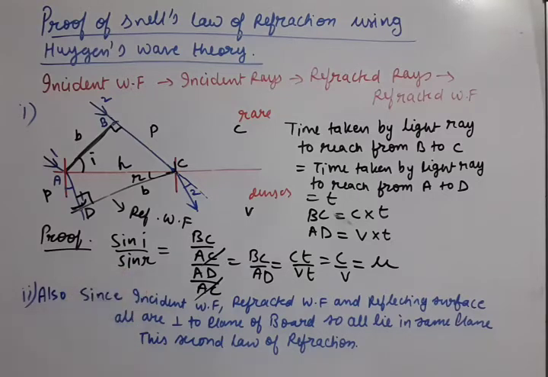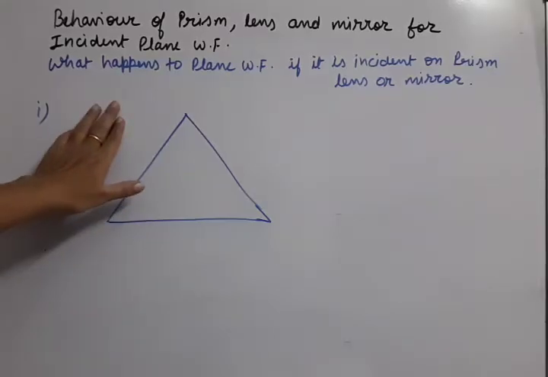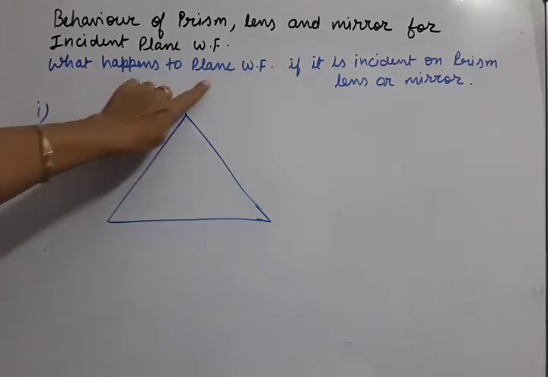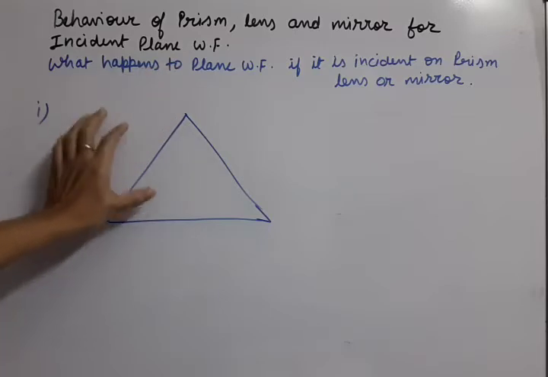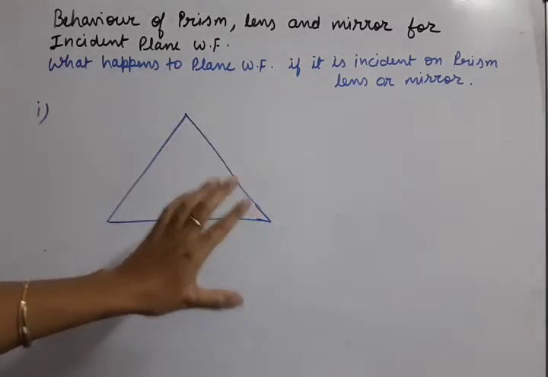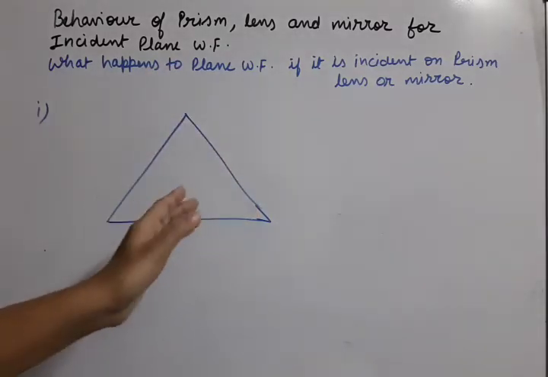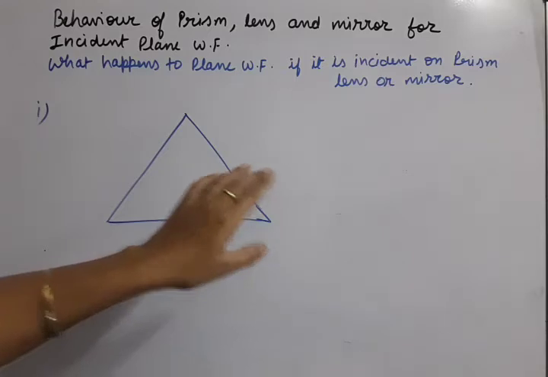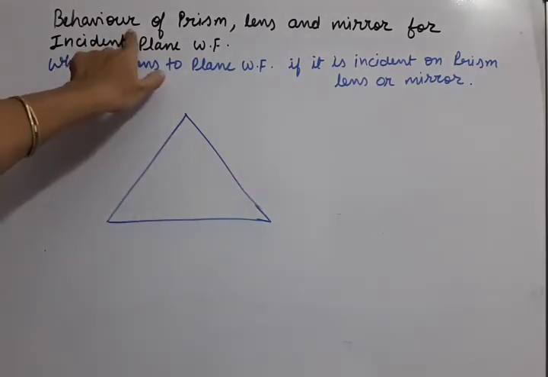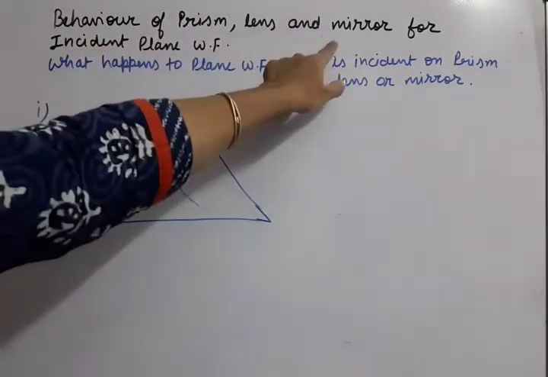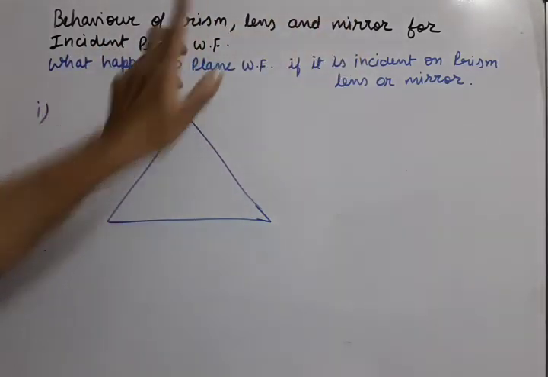Okay, note down. Now our last heading related to the Huygens chapter is that we have to make a plane wavefront incident on the prism, lens or mirror and show what the emergent wavefront will be. So the heading is behavior of the prism, lens and mirror for incident plane wavefront.